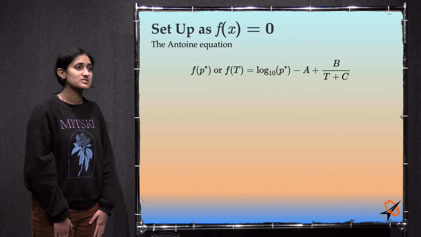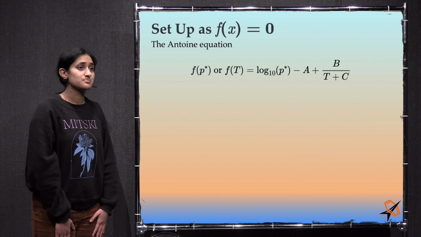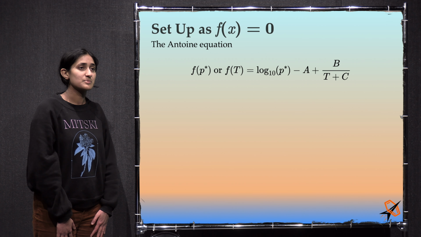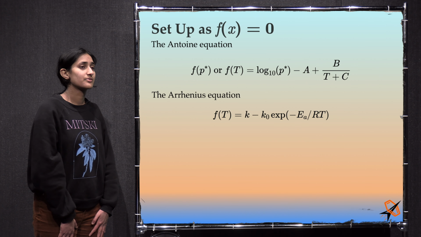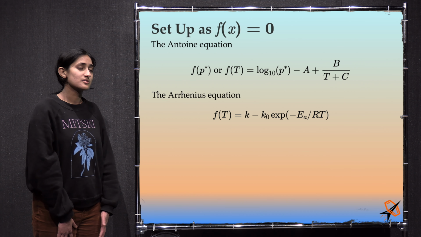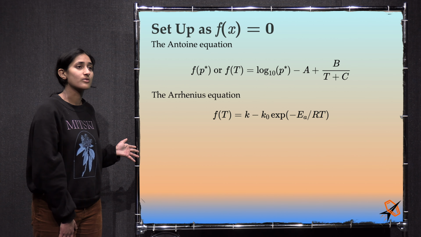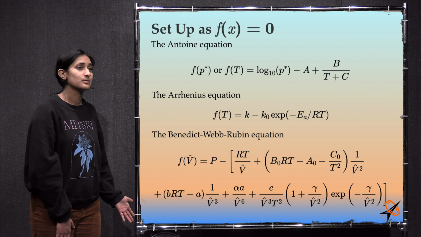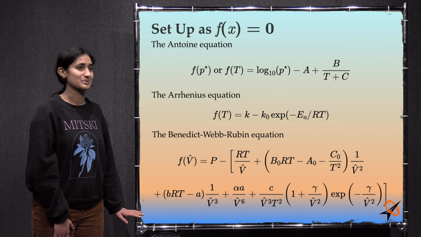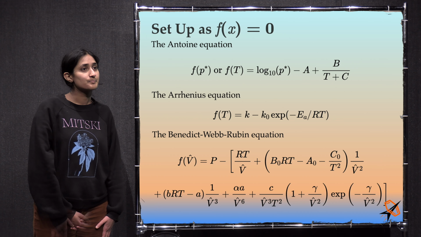Putting both sides of the equation on the same side of the equal sign, we get that the f of P star, or f of T, that should be 0 is equal to log 10 of P star minus A plus B over T plus C. Likewise, if we take the Arrhenius equation and convert it to f of T equals 0, the result is f of T equals k minus k naught exponential of negative Ea over RT. For the Benedict-Webb-Rubin equation, we end up with f of v hat equals this rather long equation that I'm not about to read off. Now that we have the functions that equal 0 at the roots, what do we do?